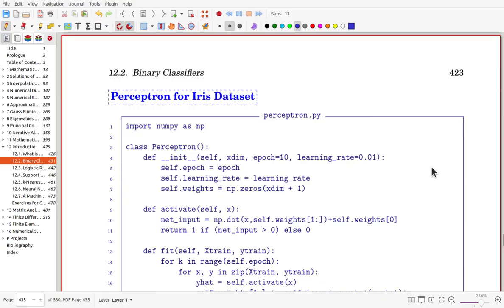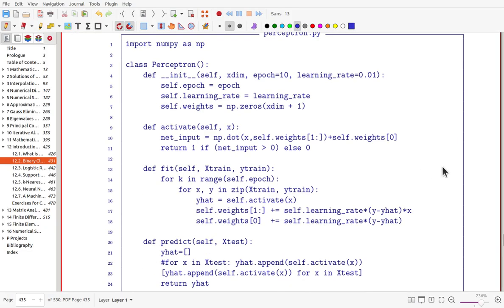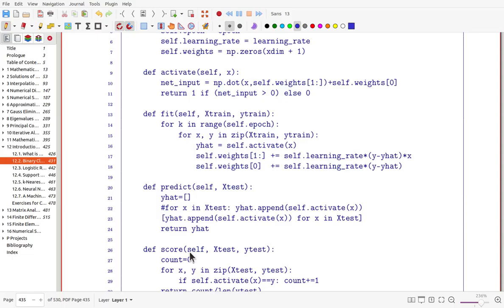Okay, here we have an implementation, a perceptron for the iris data set. We have a class in Python, and once you make an object out of this class, it will be initialized with this method. We have the activation, which is thresholding, fit, which is just training, and predict, which is the prediction. For a new data set, we measure the accuracy, and here the score is computed. This accuracy value will be between 0 and 1. The higher, the better.